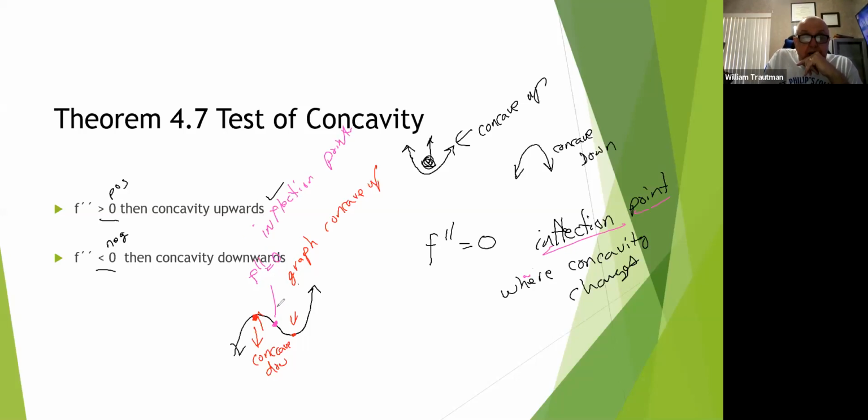And once again, an inflection point is where, do you see this is concave down, and then on this side it's concave up. This is where the concavity changes. The inflection point is where concave up changes to concave down. That inflection point can be found by taking the second derivative and making it equal to 0.